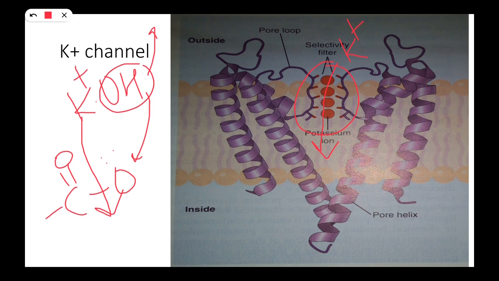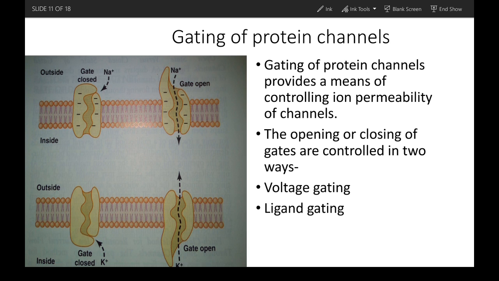But if there is a sodium ion, then although the sodium ions are very small, and although they can enter this channel, they are not able to pass through because these carbonyls will be too far apart, right? So we will move to the next slide.